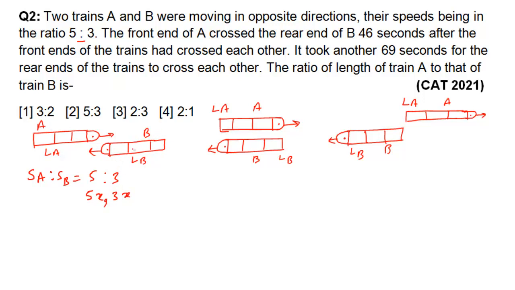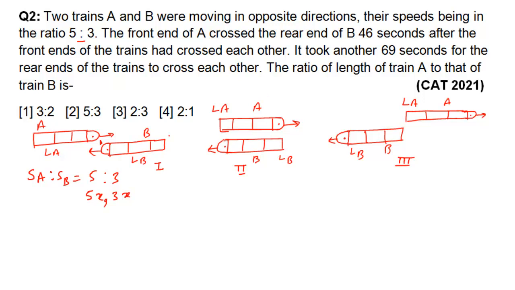And you can see that from this situation, situation 1, this is situation 2 and this is situation 3. So from situation 1 to 2, how much length is covered? You can see the engine moves from this place to this place. So basically the length of train B is covered.